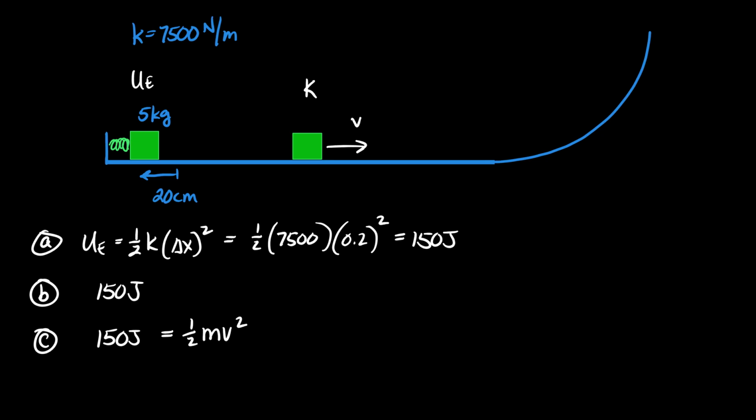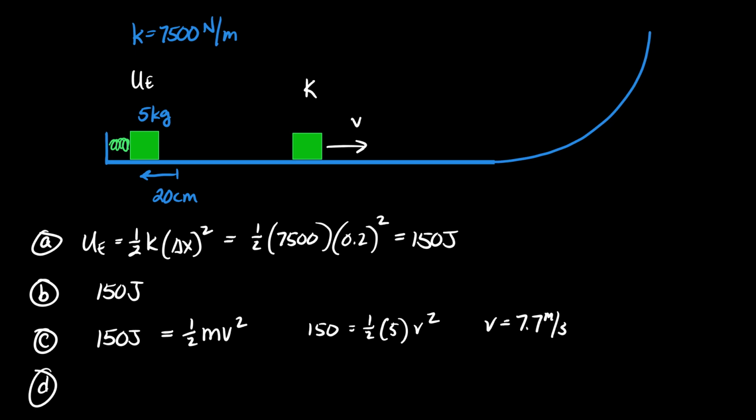All right. The box has a mass of 5. So 150 equals 1/2 times 5 times v squared. So 150 times 2 is 300. 300 divided by 5 is 60, I think. So 7.7 meters per second. Anybody else get that? Seems good to me. I got it. Woohoo! I feel good today.